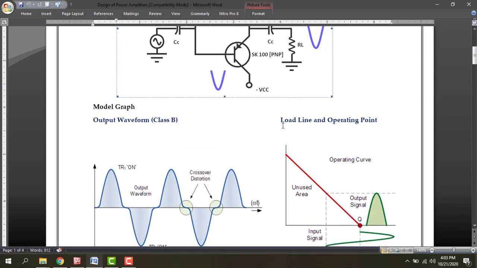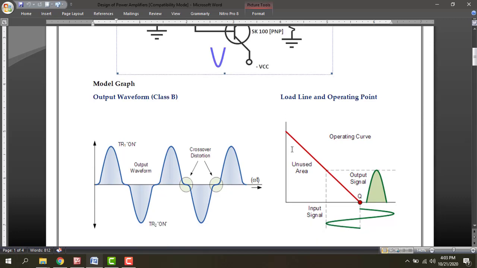In terms of the load line, the load line is the curve drawn between IC and VCE. The two points are: the top point is the saturation point and the bottom point is the cutoff point. If the operating point lies at the cutoff point, then it is a class B amplifier. Then the signal can only be increased, it cannot be decreased. So the output will be only positive, it cannot be negative, in the case of an NPN transistor. If it is a PNP transistor, the output will be only the negative cycle, not the positive cycle. So this is the load line and operating point of the class B amplifier.